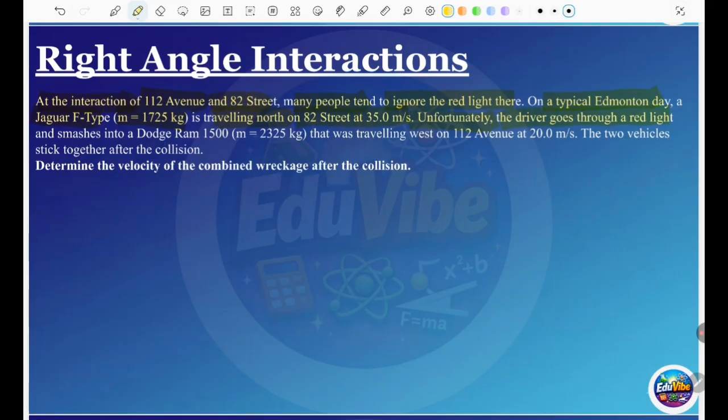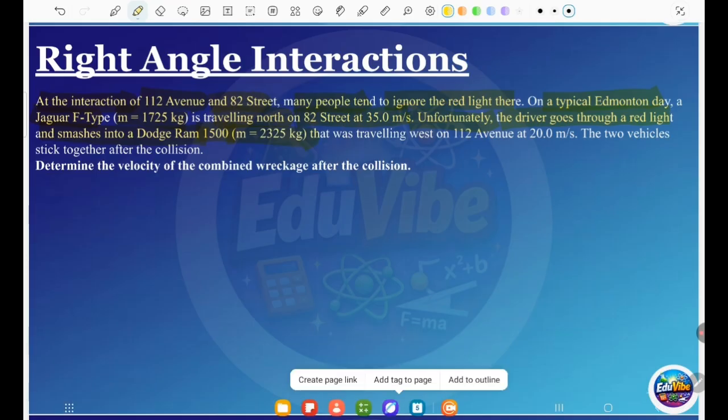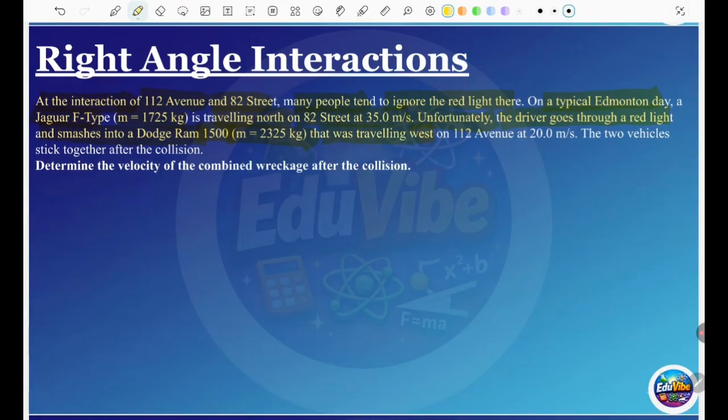Unfortunately, the driver goes through a red light and smashes into a Dodge Ram 1500, mass 2385 kg, that was traveling west on 112 Avenue at 20.0 meters per second. The two vehicles stick together after the collision. We have to determine the velocity of the combined vehicles after the collision.